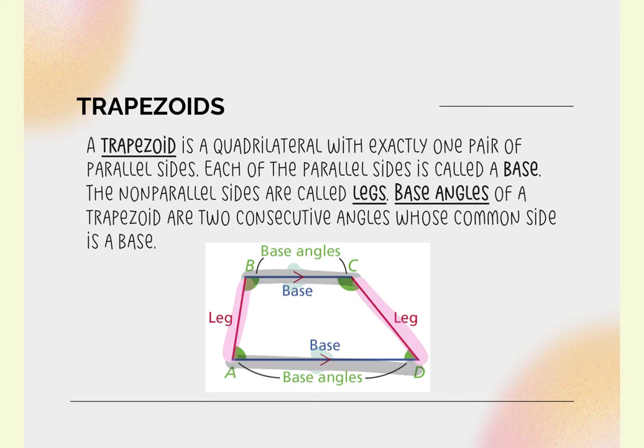The base angles of the trapezoid are the 2 consecutive angles whose common side is the base. They are where the leg meets the base. So these are a pair of base angles on the bottom. Here, these 2 would be a pair, and these 2 would be a pair of base angles. So they go in pairs.